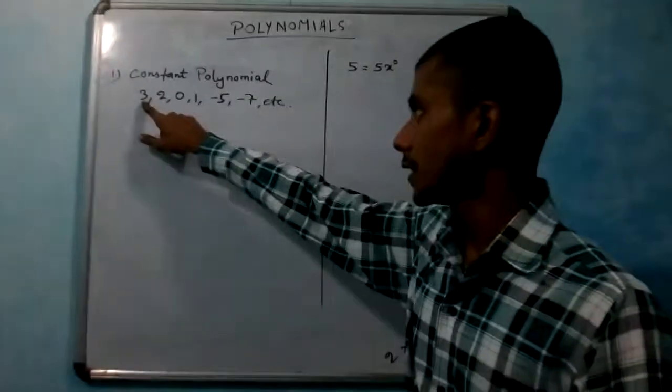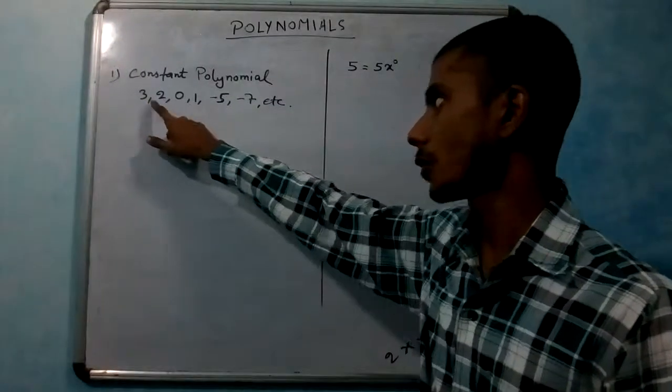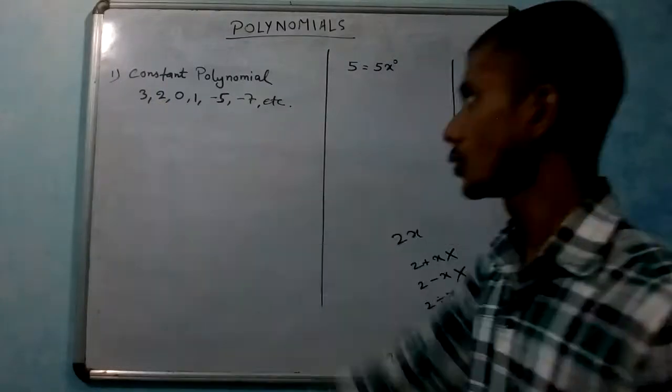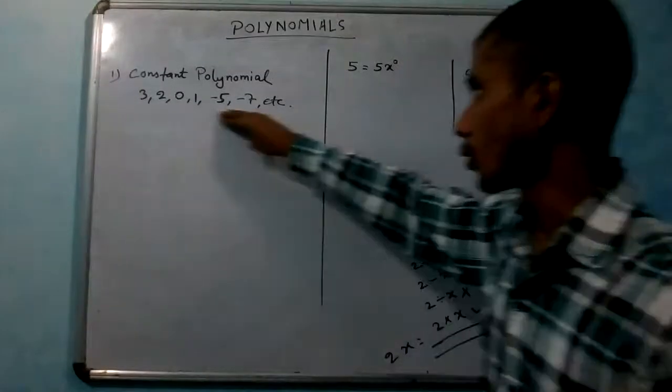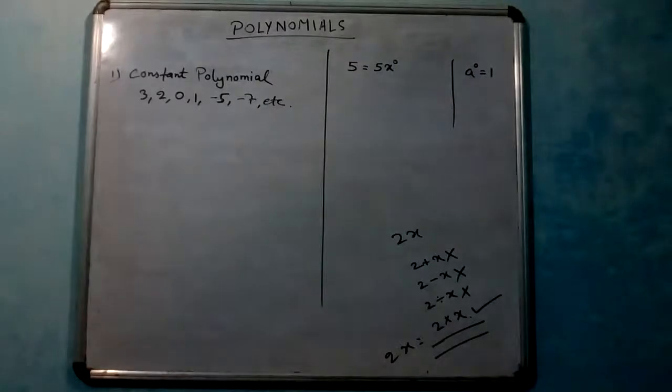So we can write 3 as 3x raised to the power 0, 2 as 2x raised to the power 0. So all these are constant polynomials. Clear?